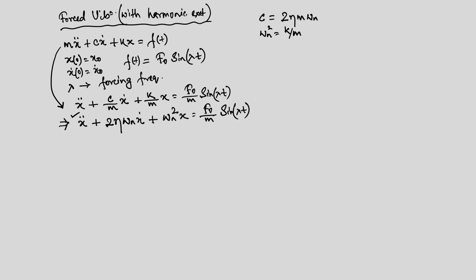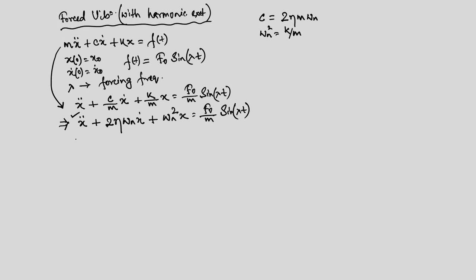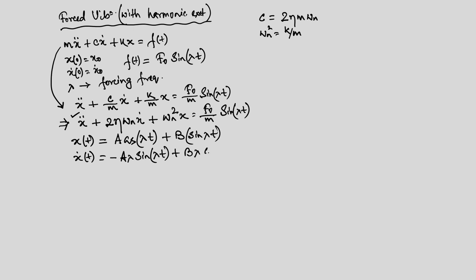Now, obviously, if we have a linear system and if we excite the linear system with a harmonic force, a sinusoidal force, obviously the output will also be sinusoidal. So, we can propose a trial solution x of t is equal to A cos lambda t plus B sin lambda t. Obviously, x dot of t will be minus A lambda sin lambda t plus B lambda cos lambda t. And then x double dot of t is equal to minus A lambda square cos lambda t minus B lambda square sin lambda t.